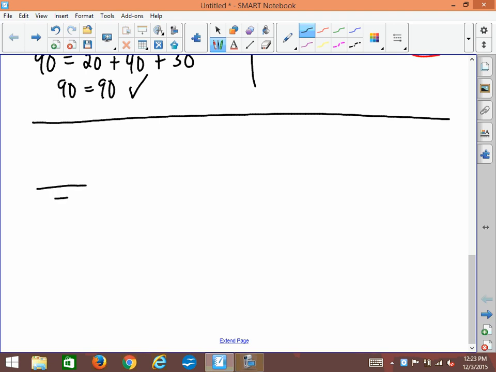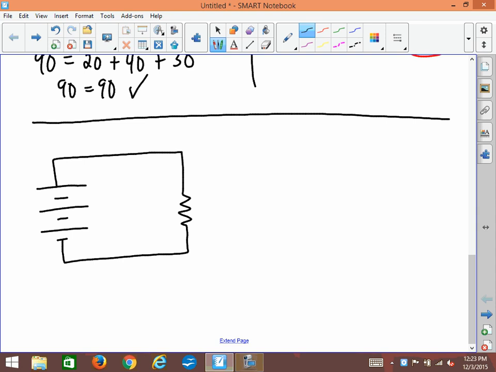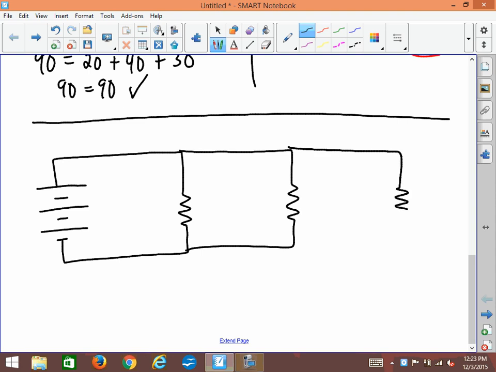So let's draw a parallel circuit. And again, I'm sure you did these in grade 9, so this should be pretty much a review. Let's make 3 little resistors in parallel here. 3 little loads of some sort. We don't know what they are, but like bulbs and motors and other things. Okay.